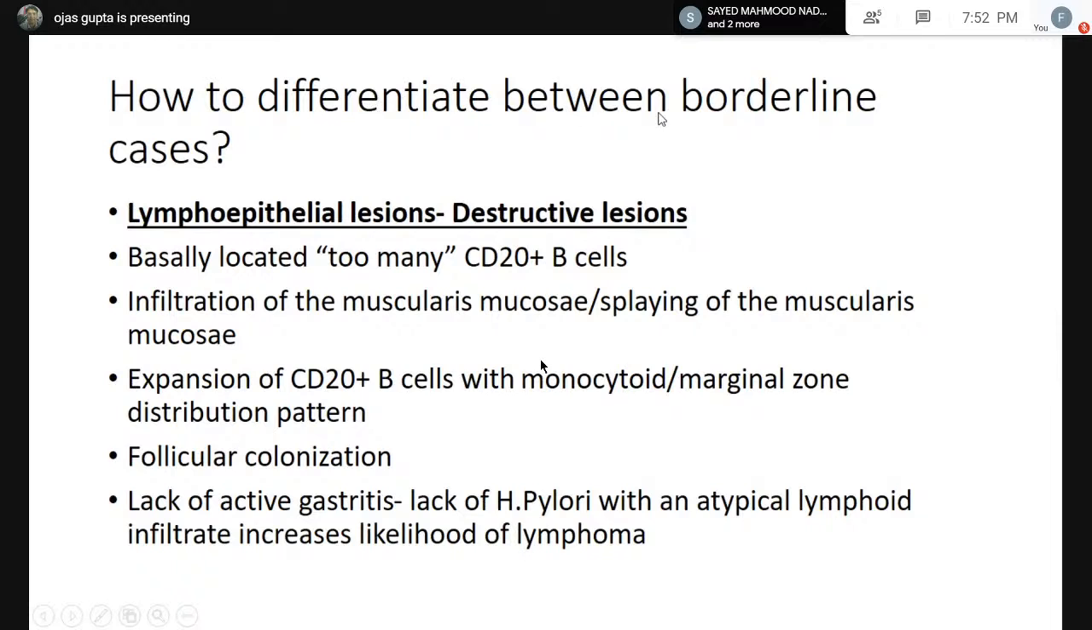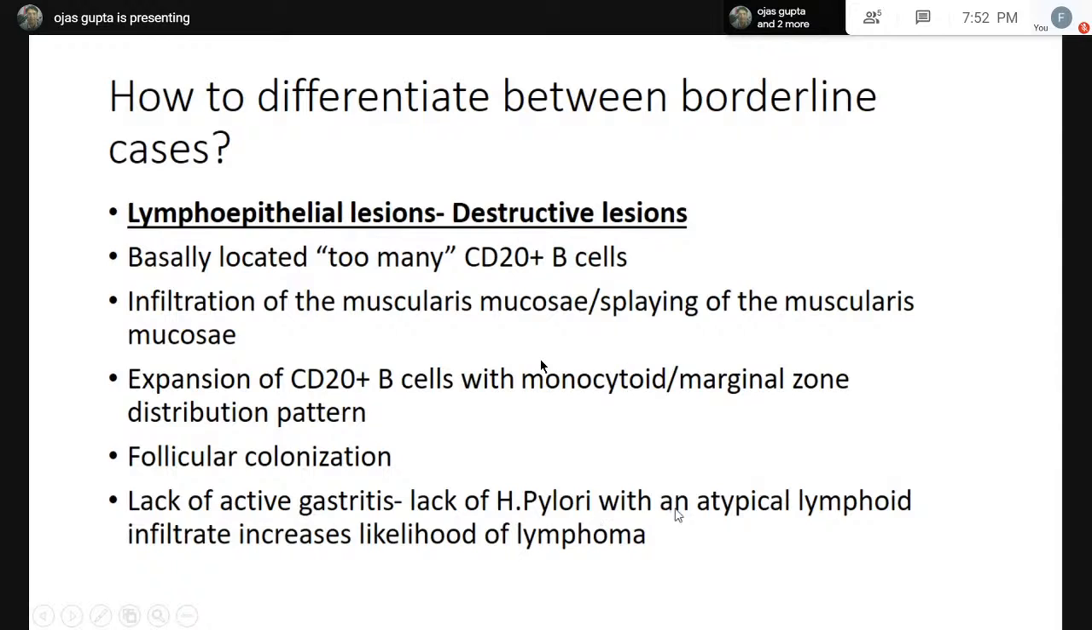So we have to differentiate between the borderline cases. There are certain points which are helpful to us, which can point toward the right diagnosis. So presence of lymphoepithelial lesion, that is a destructive lesion, basally located; too many CD20 positive B cells infiltrating the muscularis mucosa or splaying of the muscularis mucosa; expansion of the CD20 positive B cells with monocytoid or marginal zone distribution pattern; follicular colonization; and there should be lack of active gastritis.